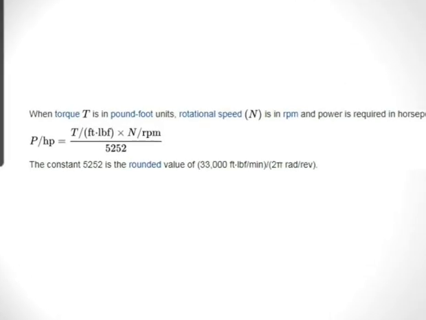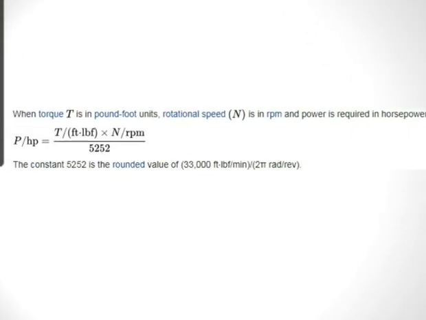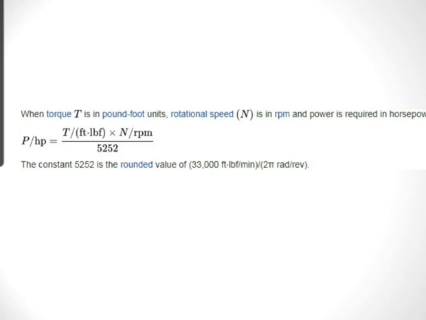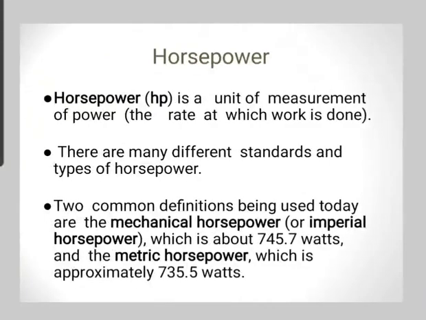So when torque T is in pound-foot unit, the rotational speed N is in RPM, rotations per minute, and power is required in horsepower, the formula for this is given here.